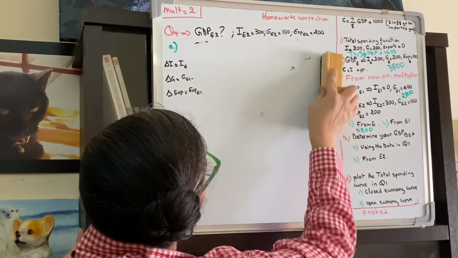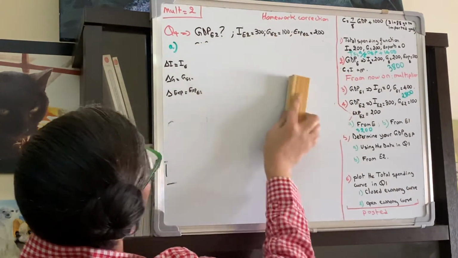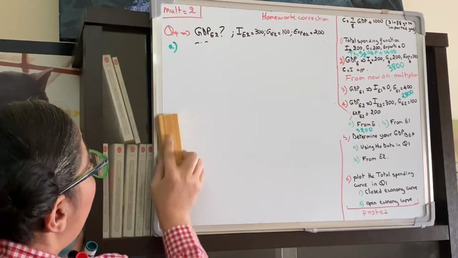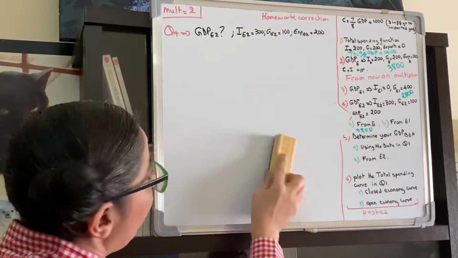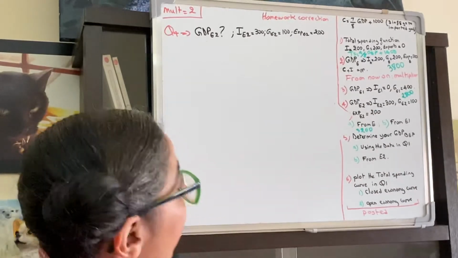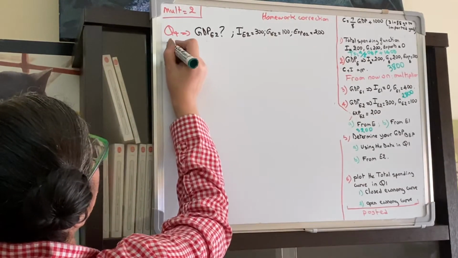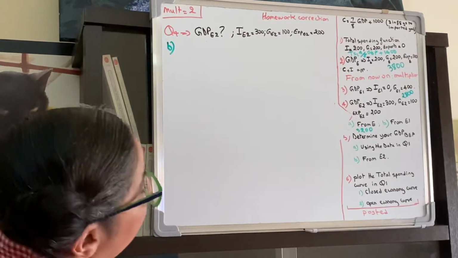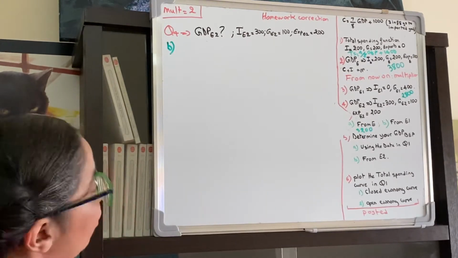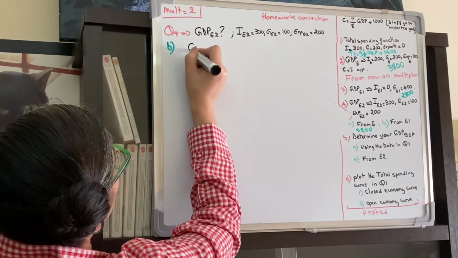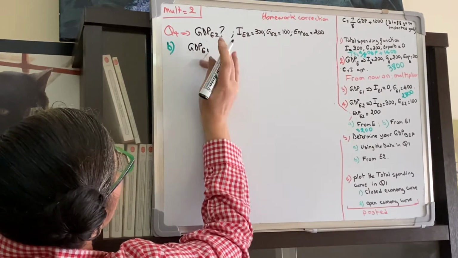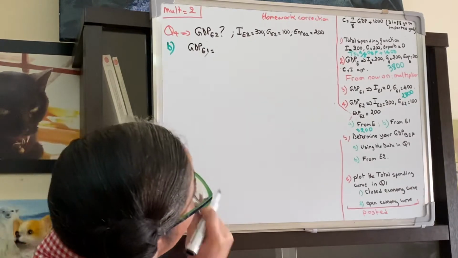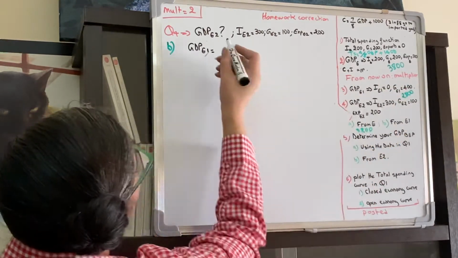I need my departure points. I'm not changing my arrival point, which is GDP at E2. I'm changing the departure from where I'm going to go. So B tells me from E1. So what is my GDP at E1? GDP at E1 was equal to 2,800.